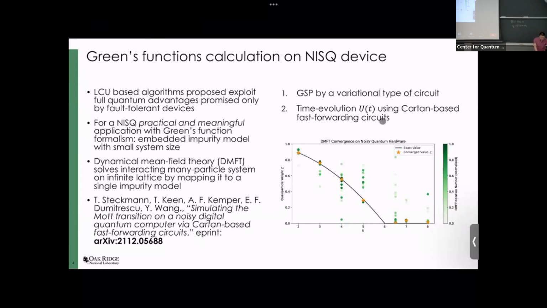And I'm showing you a phase diagram actually computed using the Green's function solved on actual IBM hardware. As you can see here, the horizontal axis is the interaction strength, and we have a critical interaction strength that we obtained from the Green's functions, showing a metallic to insulating phase transition here. Okay, that's my talk. Thanks.